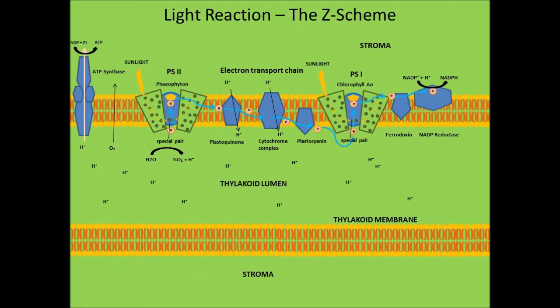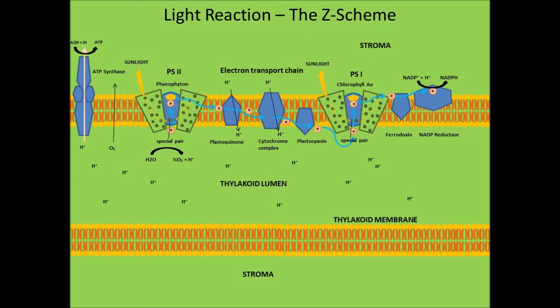The light reaction, the Z scheme. So what is the Z scheme? The Z scheme is essentially the electron transport chain that shows the path of an electron through the various protein pigment complexes that eventually result in the production of ATP and NADPH.